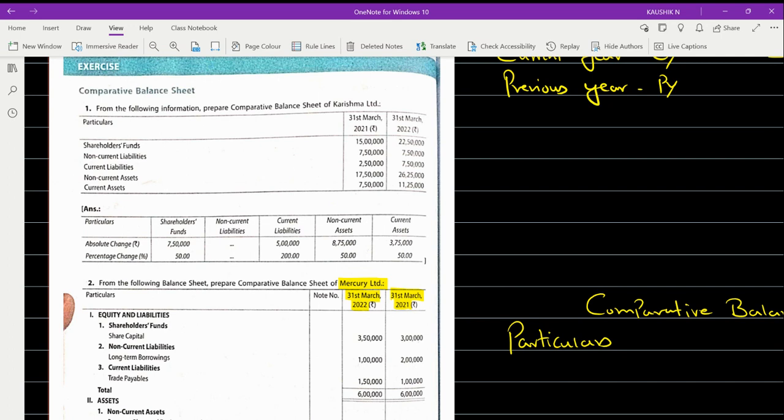And suppose the particular line shows that the previous year total and the current year total are both one and the same, then don't give it a zero. Instead, just put a hyphen. So these are the things which you have to keep in mind.